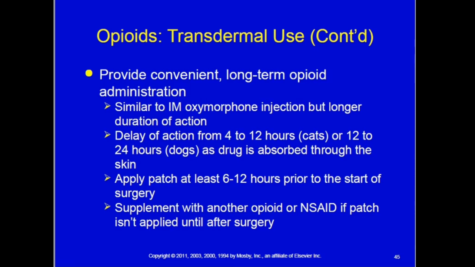Apply patch at least 6 to 12 hours prior to the start of surgery. So, these patches are used as preemptive analgesics. For example, some patients are going for cardiac surgeries, thoracotomy is being done, or some exploratory laparotomy is planned for tomorrow. So today only, 12 hours before, we will apply these patches so that before the surgery starts, this analgesic starts working. Supplement with another opioid or NSAID if patch is not applied until after surgery.